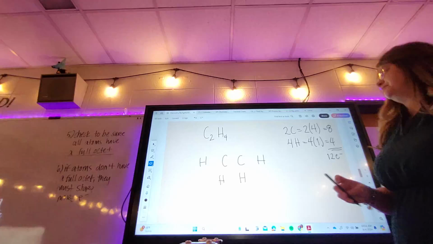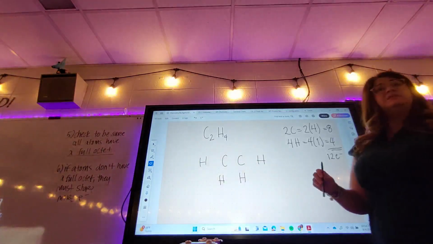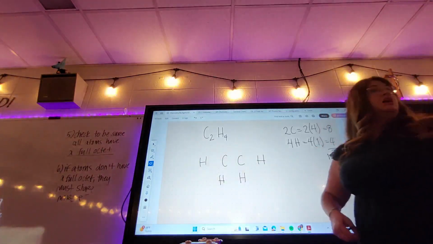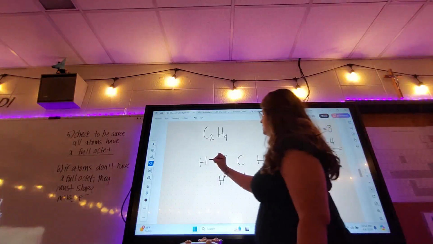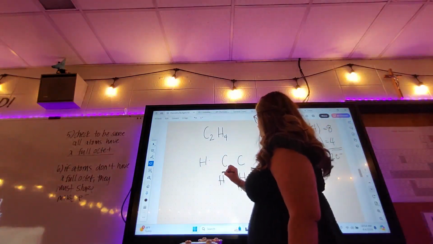Awesome, awesome sauce. All right, second step is to place the dots for each element. So hydrogen, I'm gonna do those first. Hydrogen has 1.